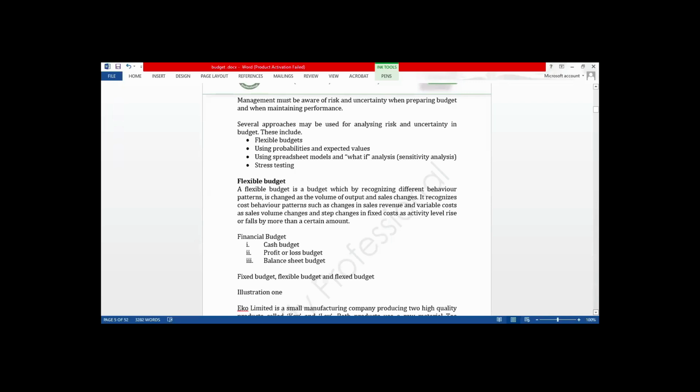Flexing a budget simply means using the actual output against the budgeted revenue and your budgeted cost. Hopefully when we get to budget preparation, we'll be able to explain more.